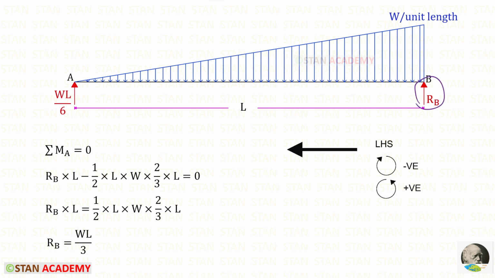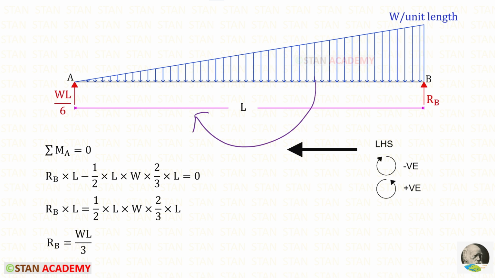To find RB, let us take a moment about A. In this case, we have to follow left hand side rule. RB is acting in the anti-clockwise direction, so it will be positive and the distance is L, so RB into L. The UVL is acting in the anti-clockwise direction, so it will be negative.